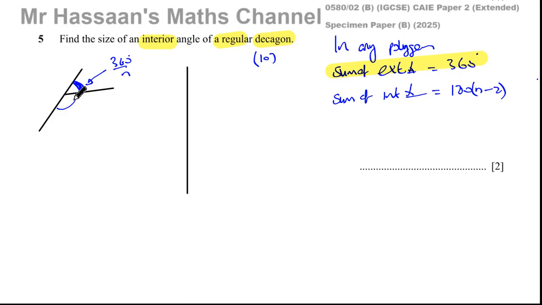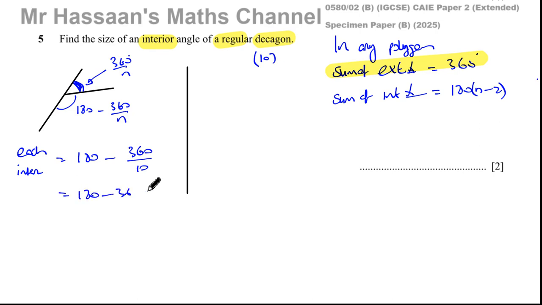And we know that the sum of these two angles will always be 180. So the interior angle, therefore, will be 180 minus 360 divided by the number of sides. So if we know that there's 10 sides, then we can say each interior angle is going to be 180 minus each exterior angle. So it's 180 minus 360 over 10. That gives you 180 minus 36.